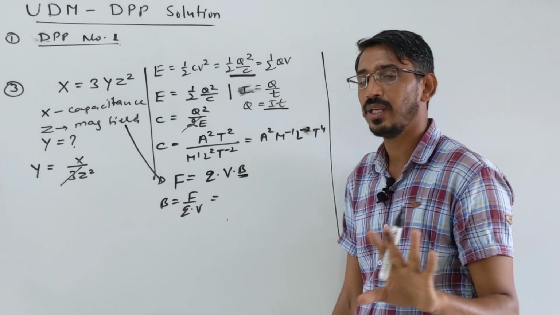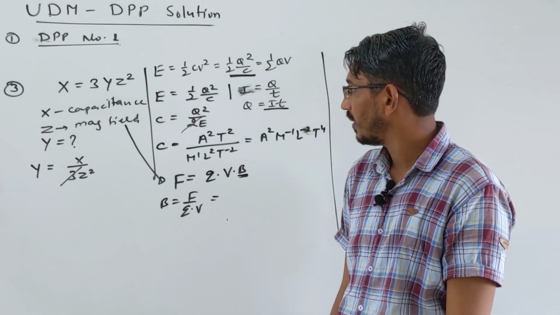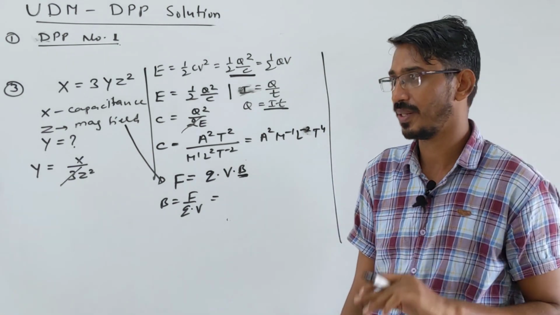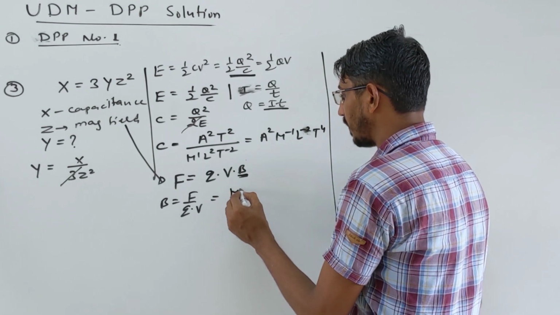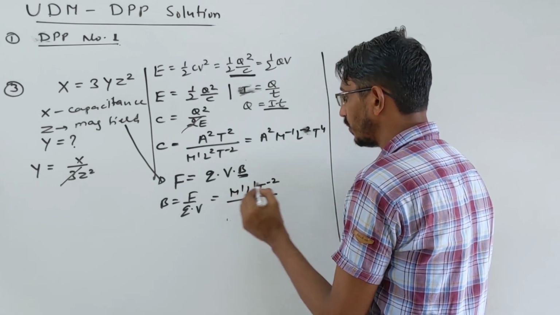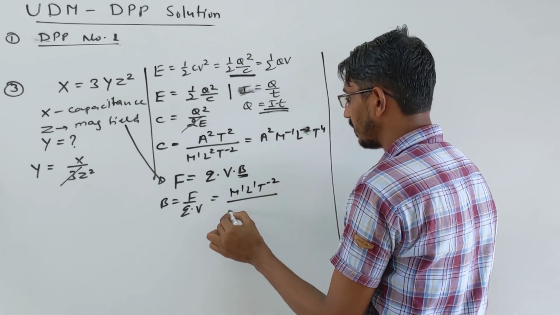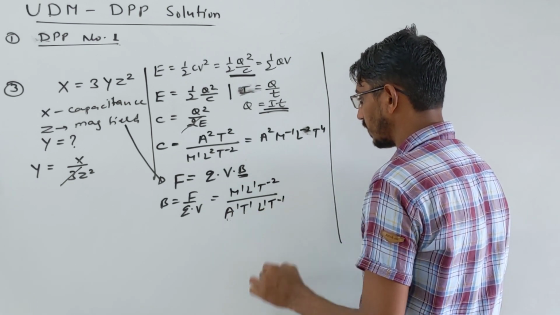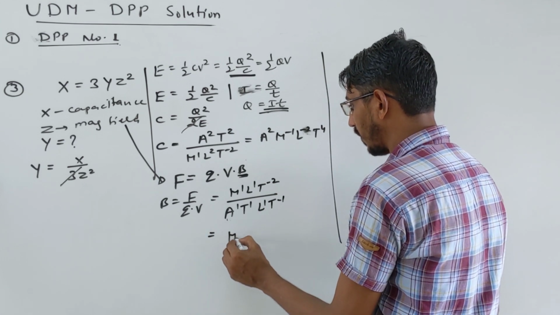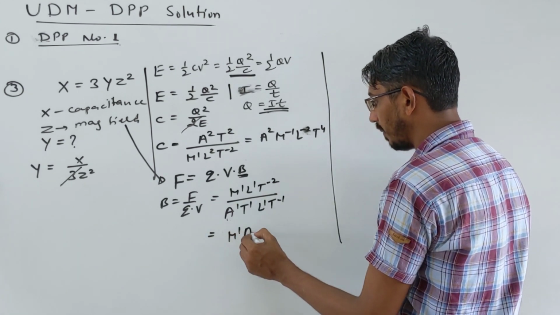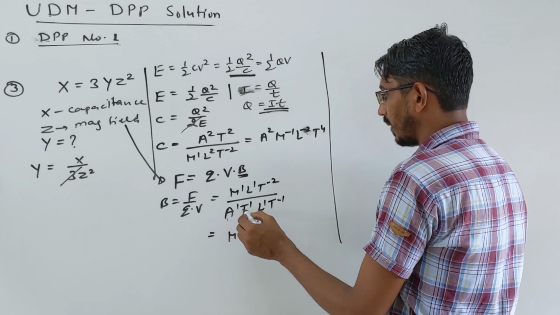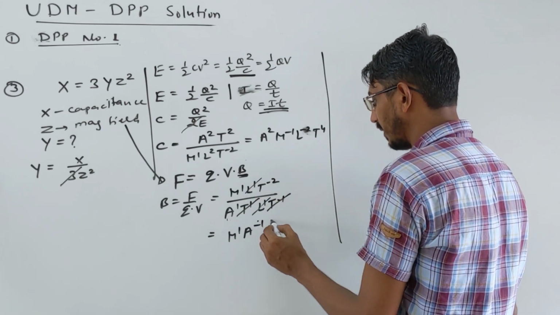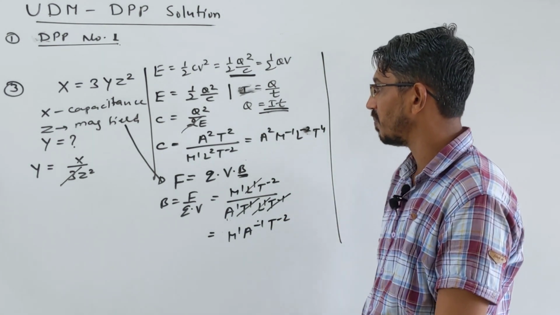Once more I am reminding you, if you are in 11th and 12th class and don't know all the formulas, you should not worry about them. They are very simple once you learn those chapters. Force we know: M power 1, L power 1, T power minus 2. Charge is current into time, so ampere power 1, T power 1. Velocity is L power 1, T power minus 1. So M power 1, A power minus 1, and the T and L get cancelled, giving T power minus 2. This is the dimension of magnetic field.